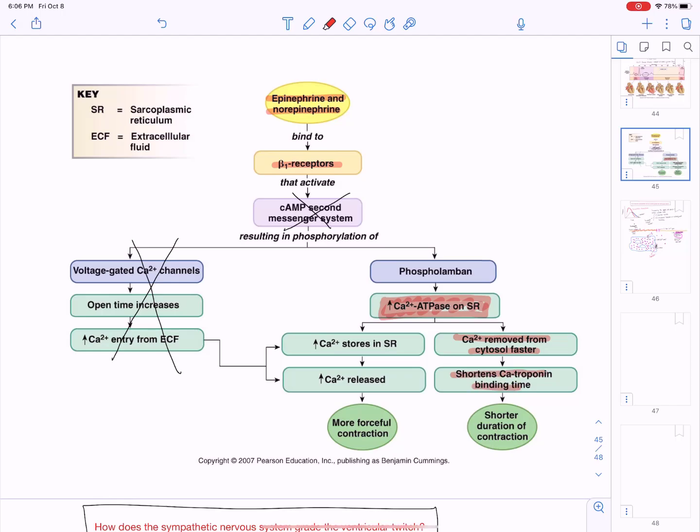It's basically exactly what I've been saying. It leads to a shorter twitch, while also leading to more calcium stores, which leads to a more forceful twitch, both of which are going to increase the stroke volume. That concludes our look at how the autonomic nervous system modulates cardiac output.